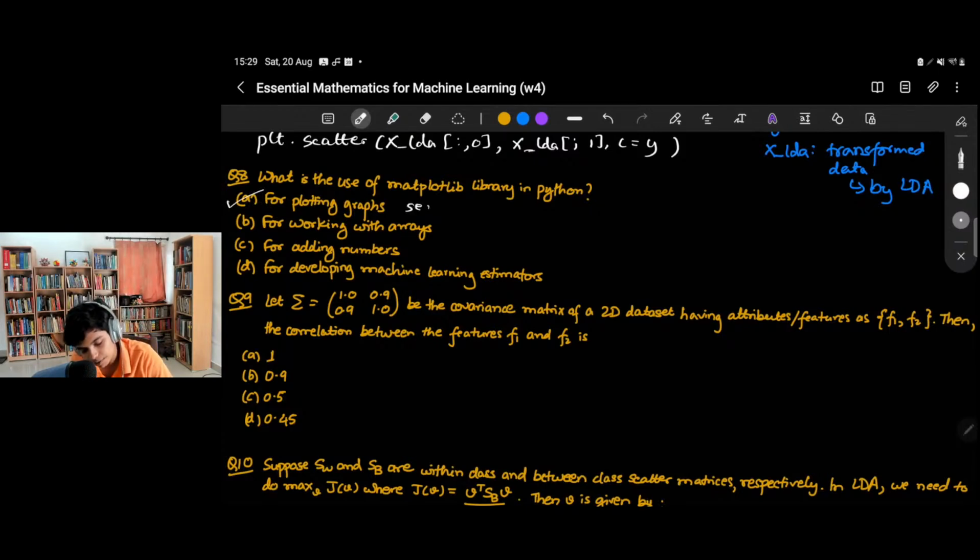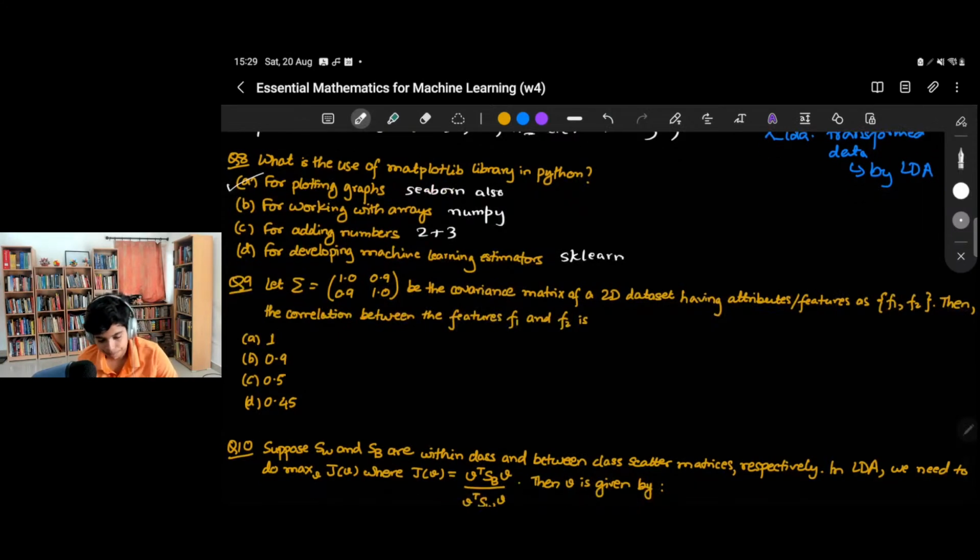There's another package which is used for plotting. People sometimes use Seaborn, which is also used for plotting graphs. Working with arrays, you all know it is NumPy. Adding numbers is pretty simple: you just do 2 plus 3 and you get 5. And for machine learning, in these lectures you have seen that you are using sklearn for the machine learning estimators. So these are the uses of these packages.